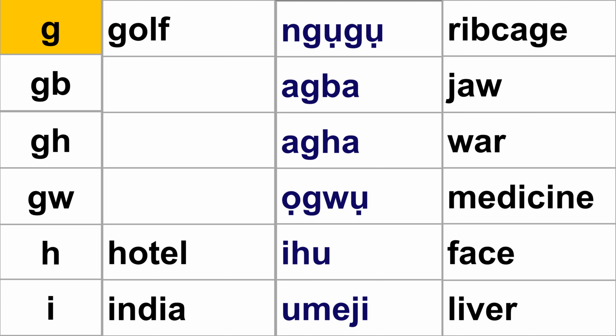Ge, golf. So as you can see, ge will always sound ge, golf. It doesn't sound like G in geology or geography. No, it won't change like English does. It's always ge. Ngogo. Ngogo is rib cage.